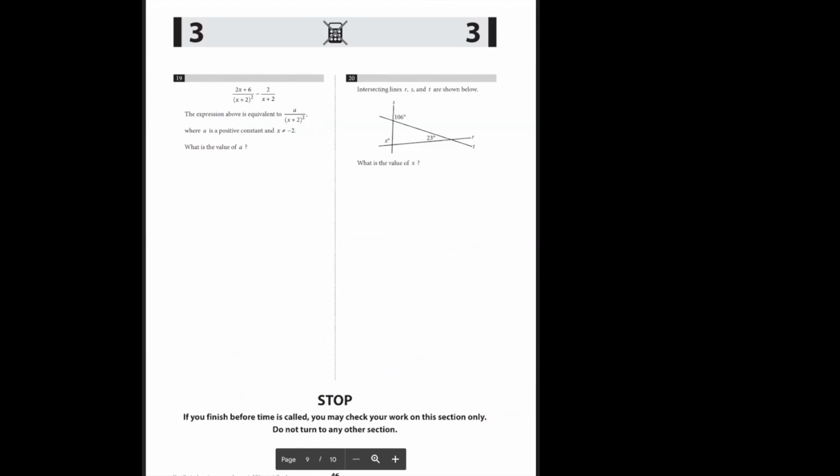So intersecting lines R, S, T are shown below. What is the value of x? So this is testing your knowledge of angles, lines, and triangles. So let's see. We have to find x, but we're going to be using that triangle that's formed over there to help us in the lines.